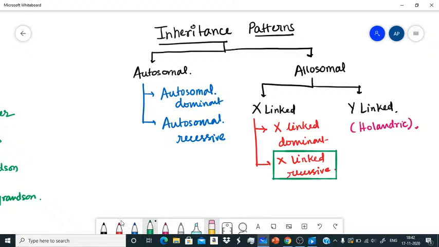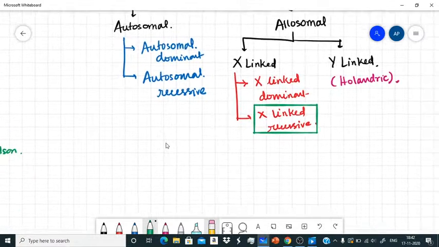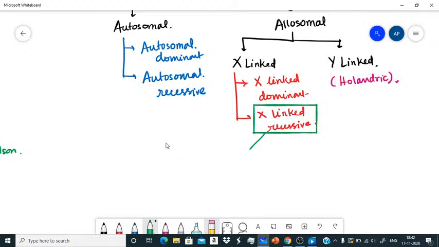Now, what are those two diseases? Those are very commonly heard diseases. Those are hemophilia and red-green color blindness.